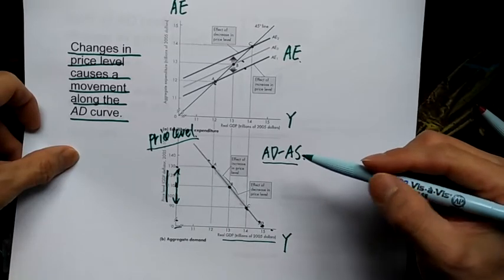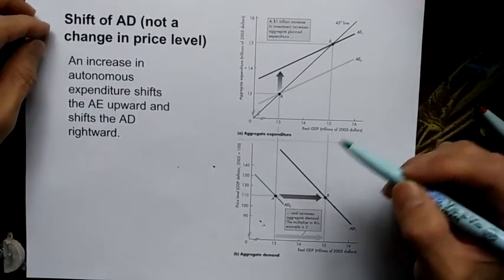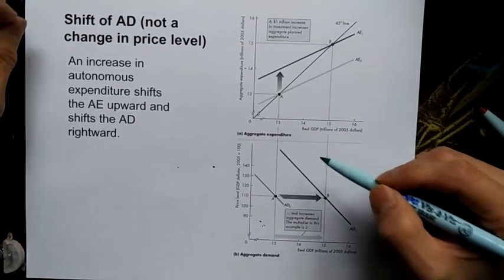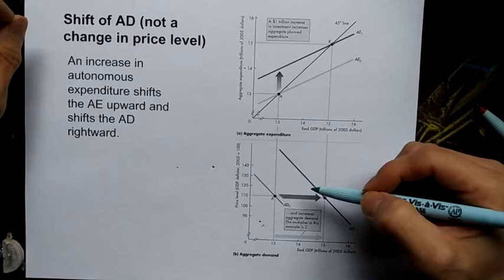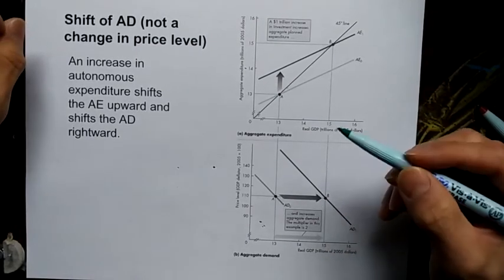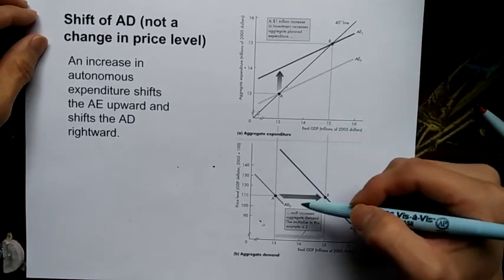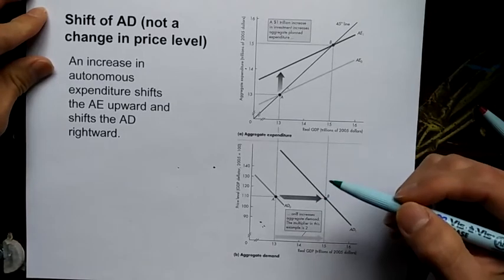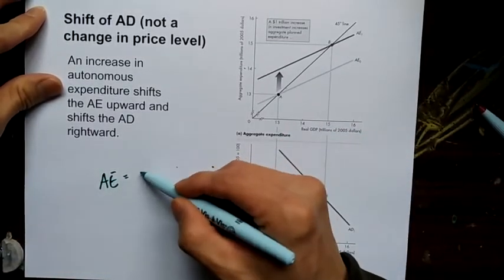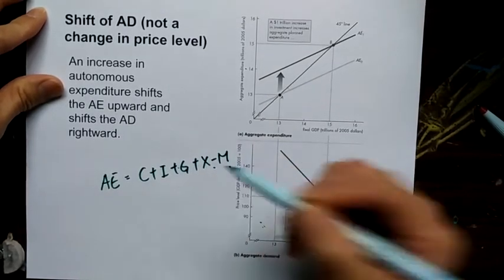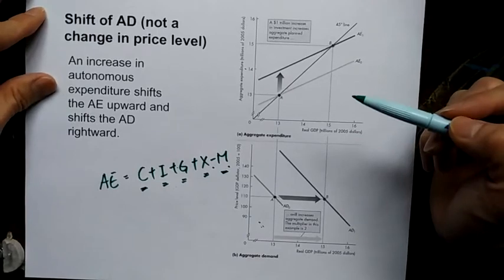So what causes a shift? Anything else that changes aggregate demanders' behavior. What is aggregate demanders' behavior? The answer is aggregate expenditure, because demanders have expenditure. Aggregate expenditure is the behavior of the demanders. Therefore, other than the change in the price level, anything that changes aggregate expenditure will shift the aggregate demand curve. What is aggregate expenditure? CIGXM. Therefore, anything that changes consumption, investment, government expenditure, exports, and imports will shift the aggregate demand curve.